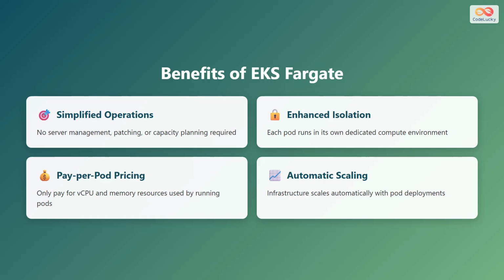The infrastructure scales automatically as you deploy more pods. There's no need to pre-provision capacity or configure complex auto-scaling rules. Fargate adjusts compute resources dynamically based on your actual workload demands.